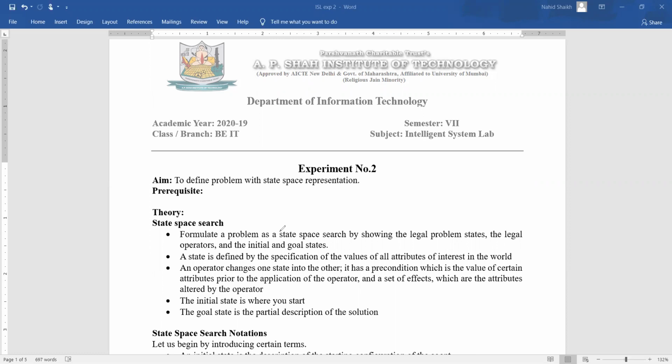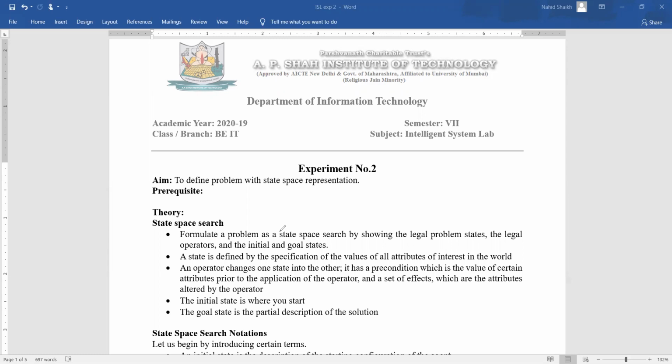So here the objective of this experiment is to get you familiar with how many states could be possible in a particular problem and how we can define the state space notation.